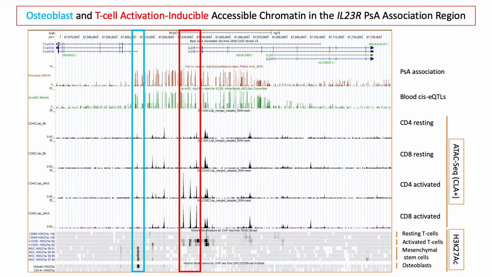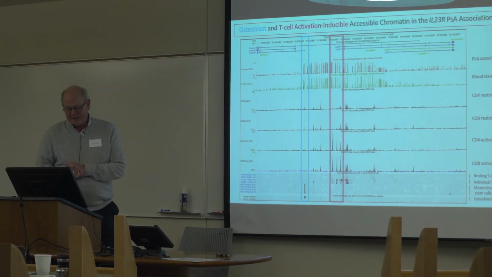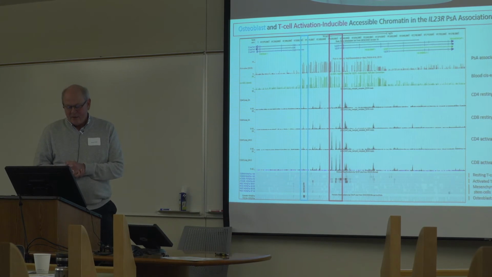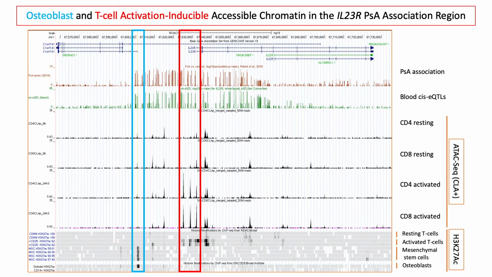So this is just showing you that we have activated related open chromatin in our T cell subtypes in this region as well. And I think one of the reasons it's been hard to sometimes really put your finger on exactly what a GWAS signal means is because you could have different cell types that are all part of the disease process that could have different regulatory regions in the same gene.